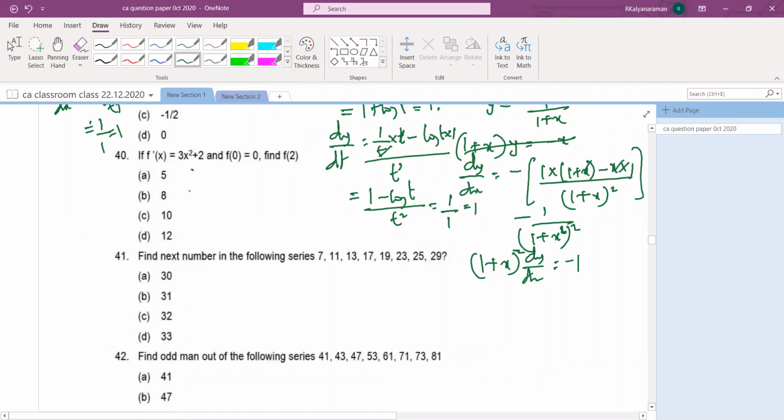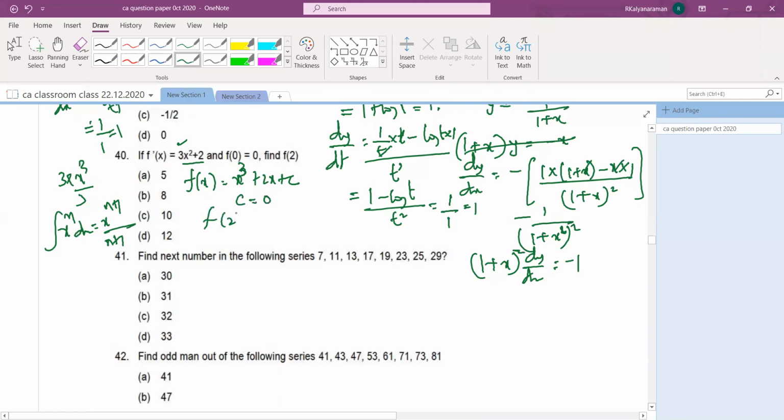Okay. Now, what is f of x? This is integration of this. So x cubed plus 2x plus c. Because 3x square integration is 3 into x cubed by 3. The integral of x power n formula is x power n plus 1 by n plus 1. Because the 3 is there. So c is equal to 0.